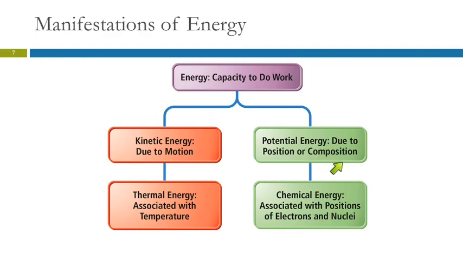Potential energy is due to position or composition. Chemical energy is a type of potential energy associated with positions of electrons and nuclei. We have positive and negative charged particles inside the atoms, and their positions cause potential energy. Anybody have any questions?